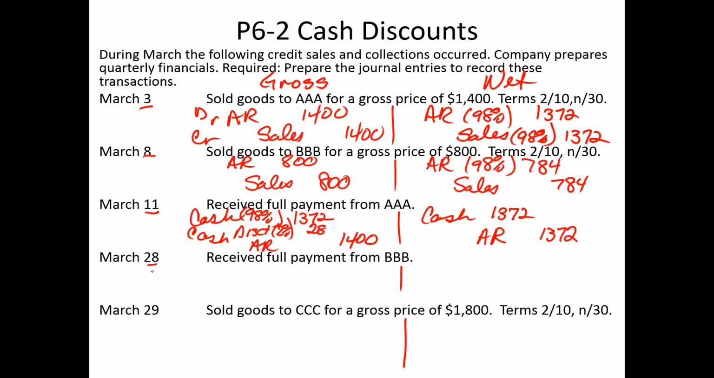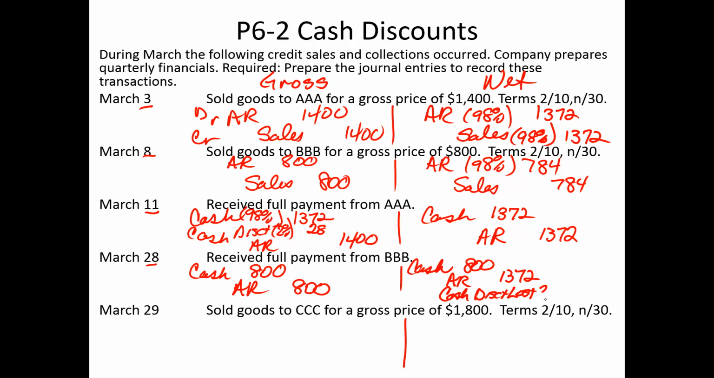Notice for BBB, it's more than 10 days after. So under the gross method, it's going to be simply debit cash for $800, credit accounts receivable for $800. Under the net method, since the customer doesn't receive the discount, it's going to be debit cash $800. I'm going to credit accounts receivable for $784, which is 98%, and I'm going to have another revenue account called cash discounts lost for $16.